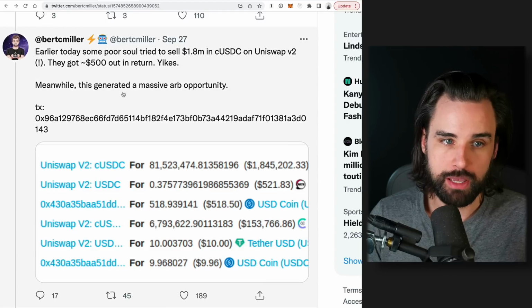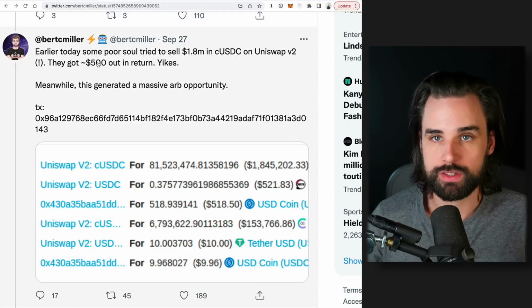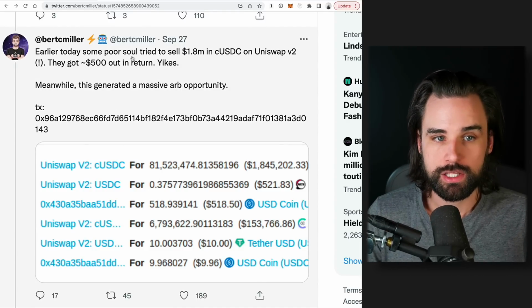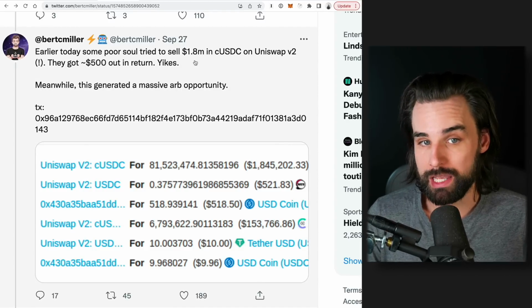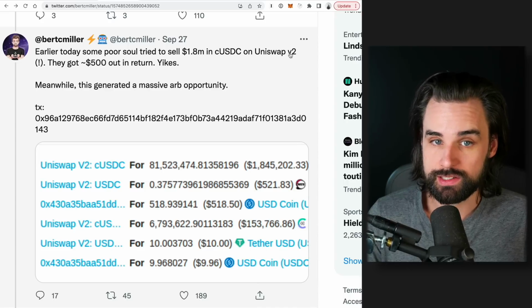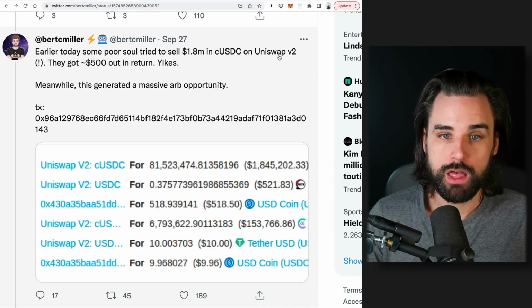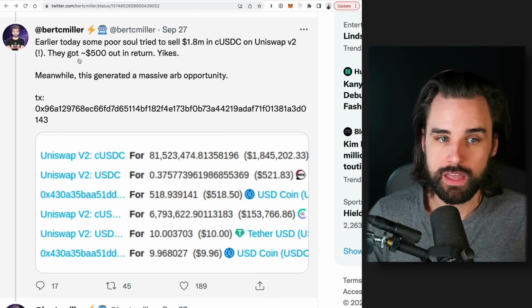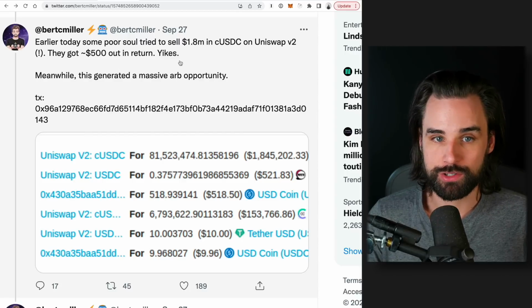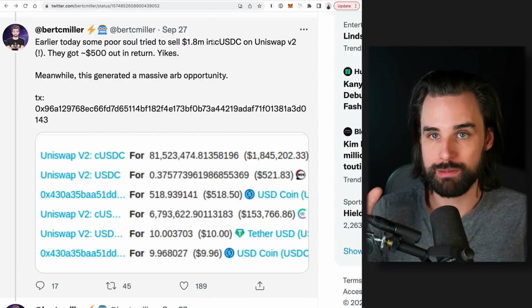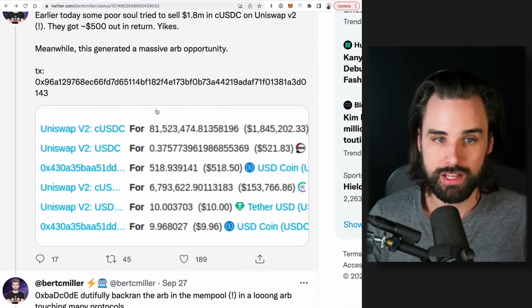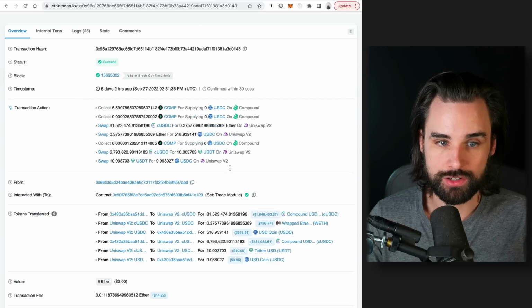Okay. So he's saying basically earlier today, he tweeted this out whenever the transaction happened, some poor soul tried to sell $1.8 million in CUSD, that's Compound's version of USDC, on Uniswap version 2, and they got $500 in return. Okay, so they turned $1.8 million into $500. So you can see that transaction right here.